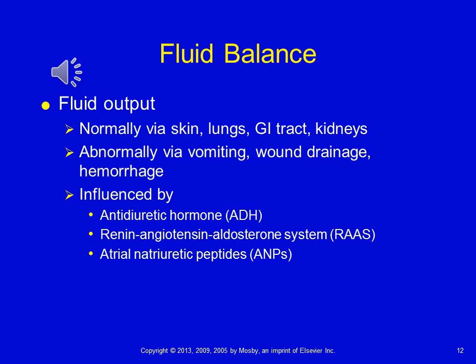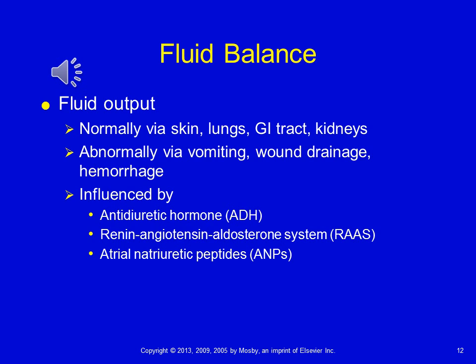Approximately 3 to 6 liters of fluid moves into the GI tract daily and then returns again to the extracellular fluid. The average adult normally excretes only 100 mL of fluid each day through feces. However, diarrhea causes a large fluid output from the GI tract.